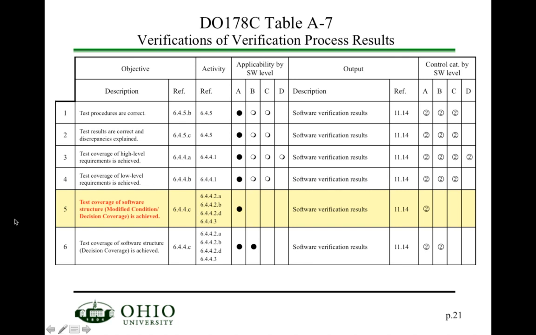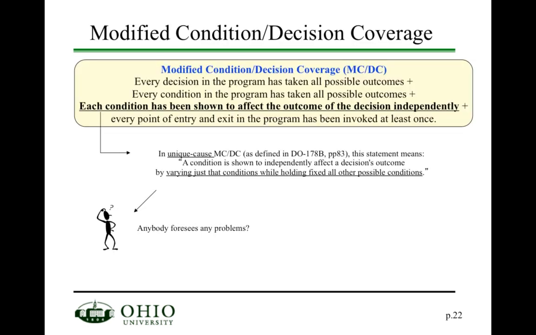So there's one more coverage analysis we have not covered, which is the one that you would need if you would do level A code. It's called Modified Condition Decision Coverage, or MCDC. If you look at the definition of MCDC, it means that every decision in the program has taken all possible outcomes, and every condition in the program has taken all possible outcomes. We saw this before in condition decision coverage. But in addition, each condition has been shown to affect the outcome of the decision independently.